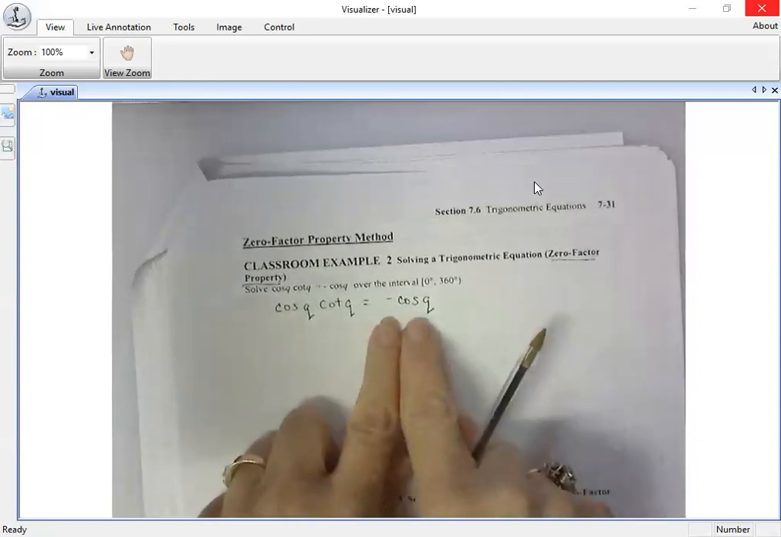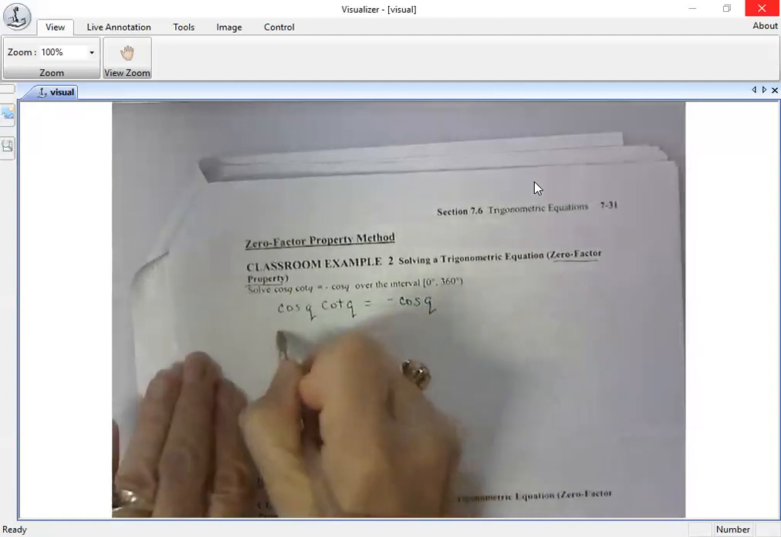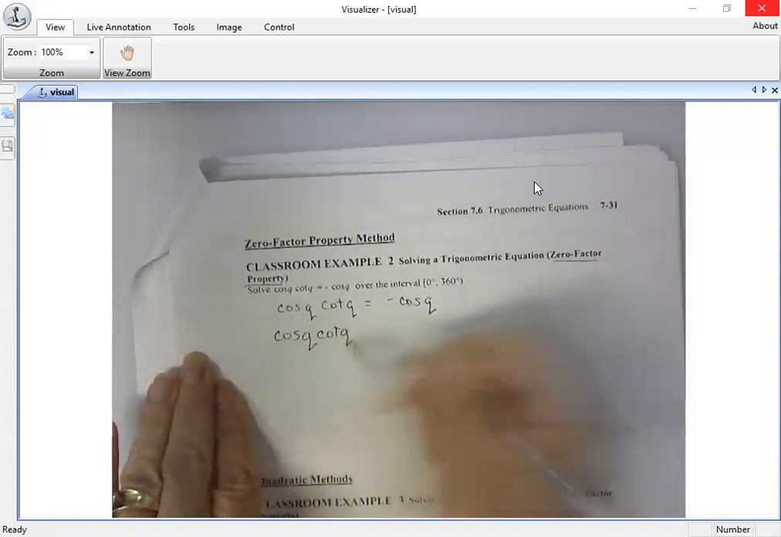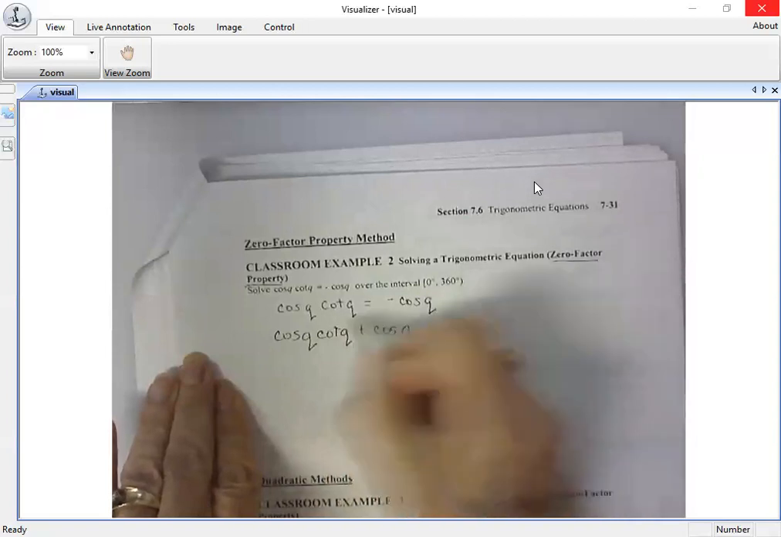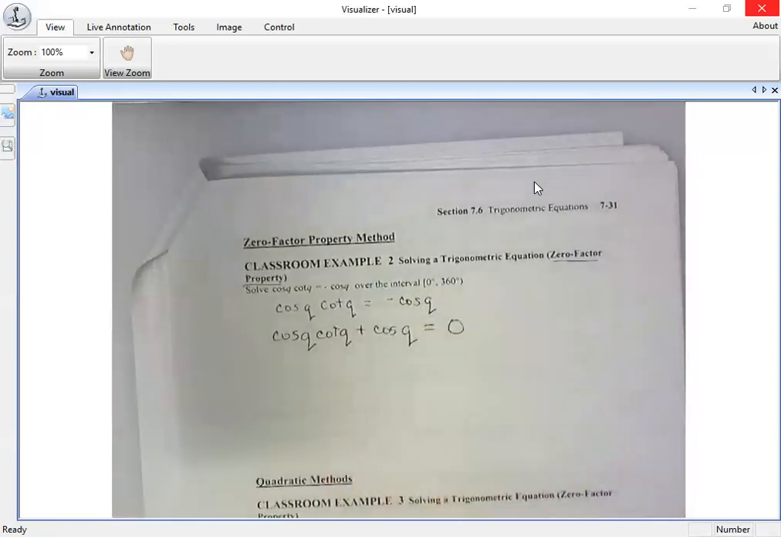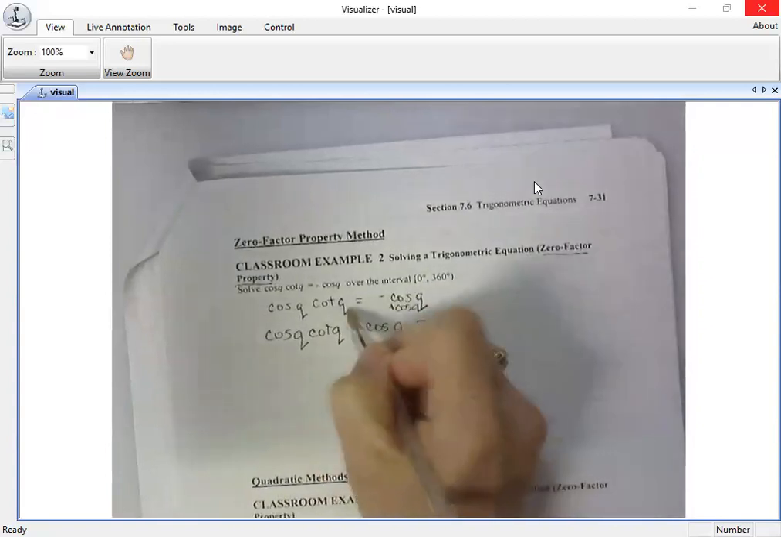So there you go. Why don't we add cosine of angle Q to both sides? And we'll get the cosine of angle Q times the cotangent of angle Q, and then we'll add the cosine of angle Q to both sides, which will make it cancel out over here and give us 0. Does that make sense? We're adding the cosine of angle Q to both sides.